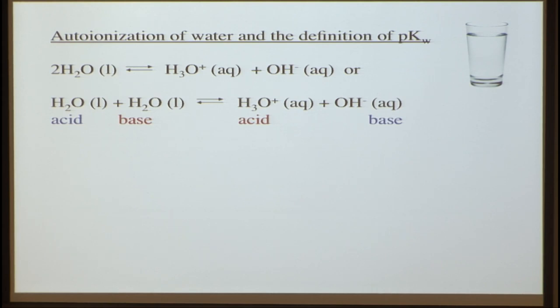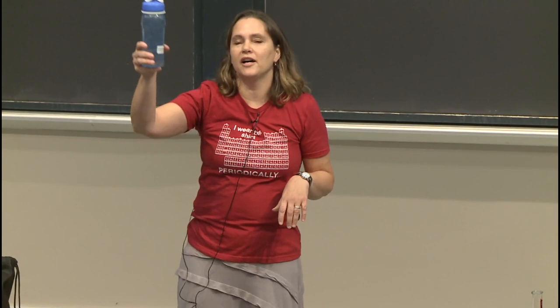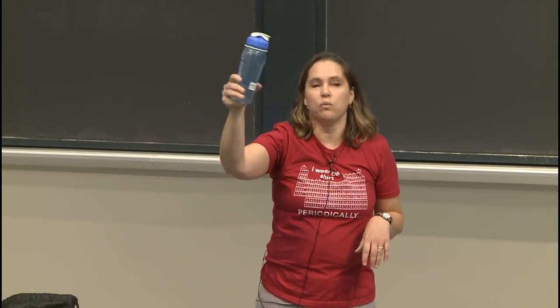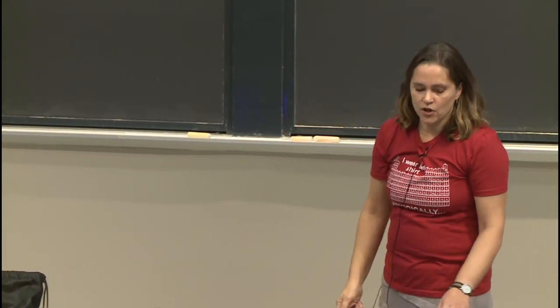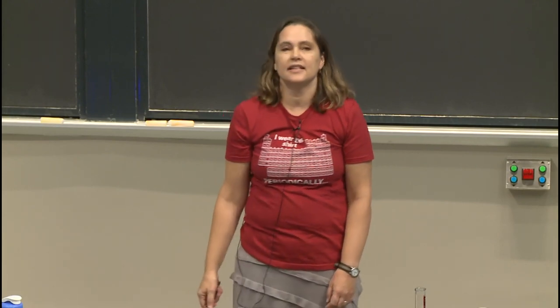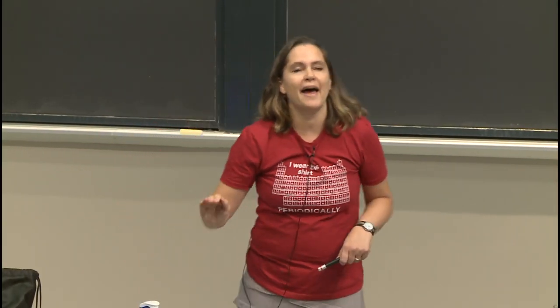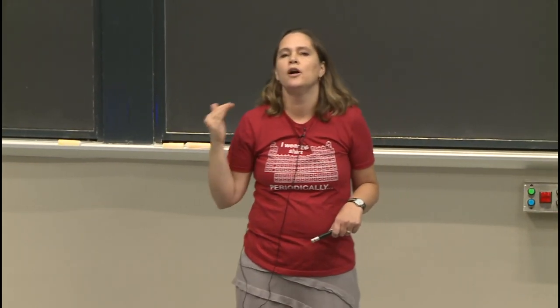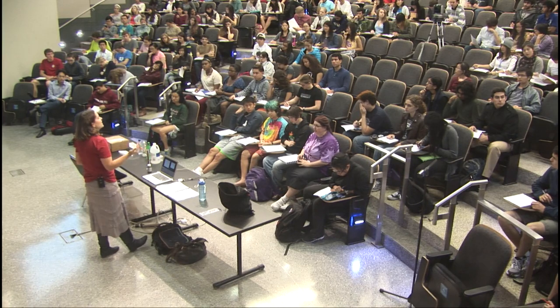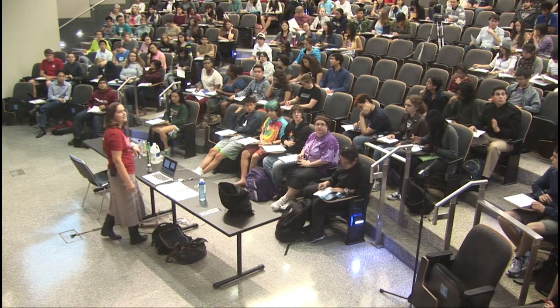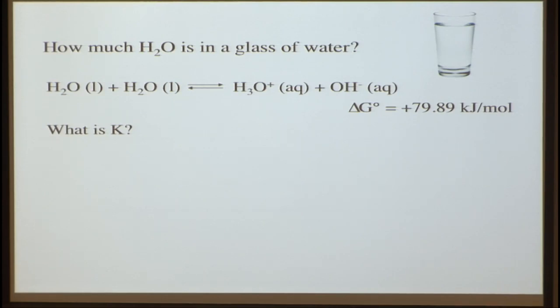So we can ask the question then, how much water is in a glass of water, or how much H2O is actually in this water container that I have here. When I'm asking that question, and if I know the delta G naught of that process, I'm asking about the relationship between our products, the ionized acid and base, the ionized products of water, compared to water at equilibrium. Because this container of water is in equilibrium. So if I'm asking about the ratio of products to reactants at equilibrium, what am I asking about? Just yell it out. I'm asking about the equilibrium constant, exactly. I'm asking what is K? What is the equilibrium constant?